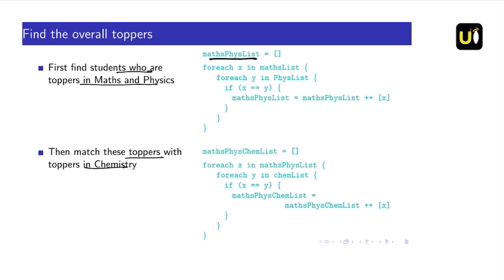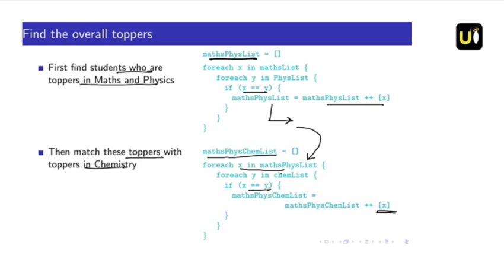So for each x in math list and for each y in math physics list, if x is equal to y, then we append the ID of this person in the math physics list. So what are we comparing? The IDs of the students, right? And then again we make a list of math, physics, chemistry, and then for each x in this list that we made here, we take the x and put it in here. So for each x in this list and for each y in chemistry list, we compare. If x is equal to y, then the ID of this person gets appended in this list.